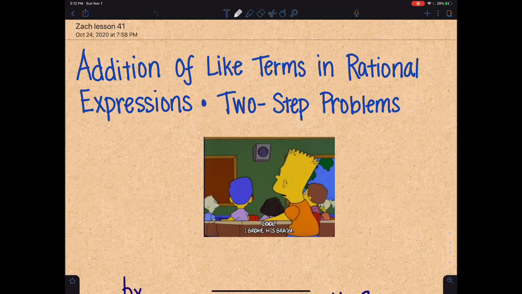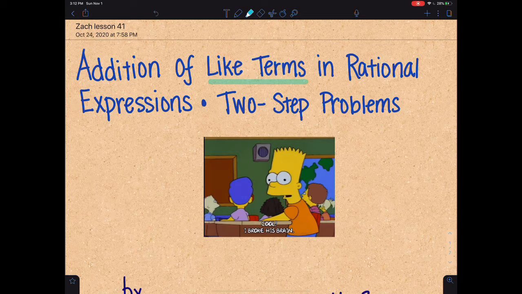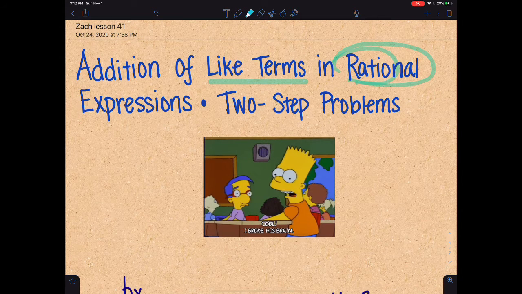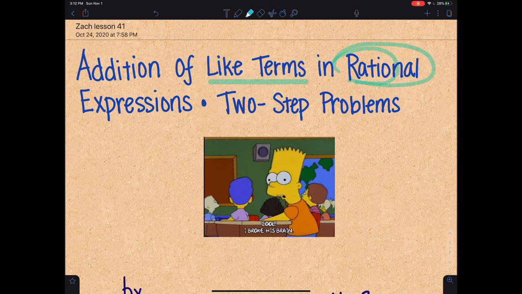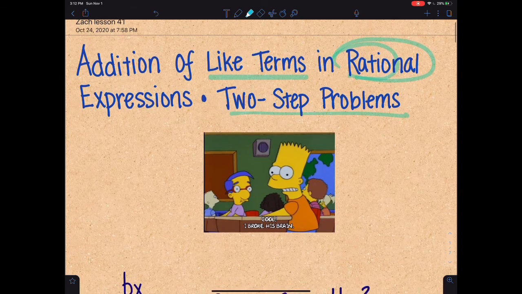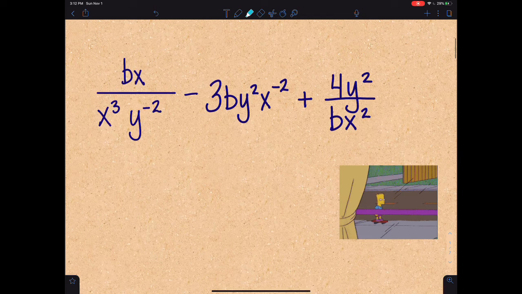It goes over addition of like terms in rational expressions. Remember, the word rational means ratio, which basically means a fraction, because it's another way to express a ratio. So it's going to be adding like terms in equations where there are fractions in the equations, and two-step problems. So these are going to definitely take what you're learning and put it to the next level. So let's just jump right in, okay? The first part of the lesson goes over addition of like terms in rational expressions.